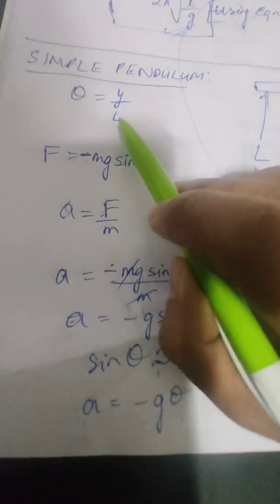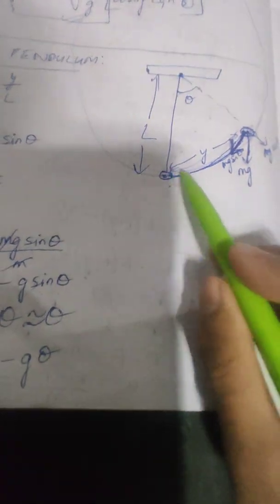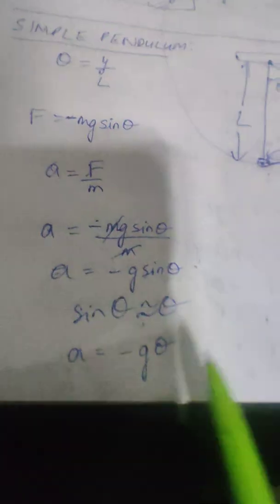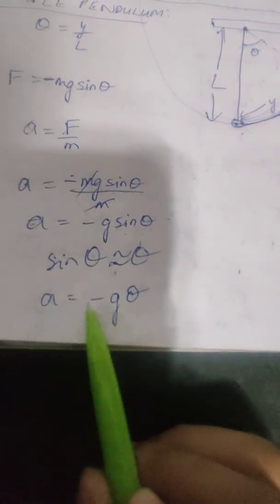It is arc divided by radius, right? Arc divided by radius is theta. So for theta, y by l, I will substitute it over here. Okay, A equals minus g y by l. I will write it like that. So acceleration is equal to minus g y by l.